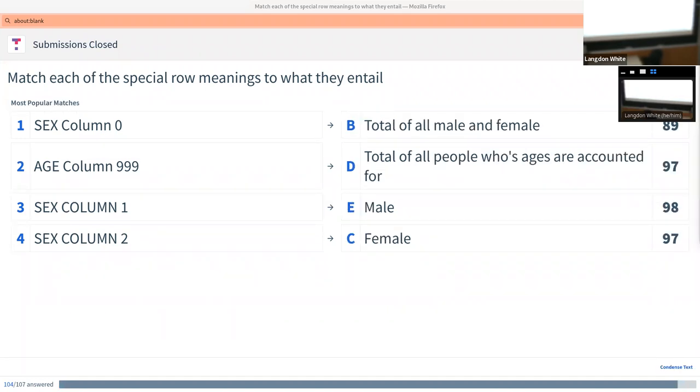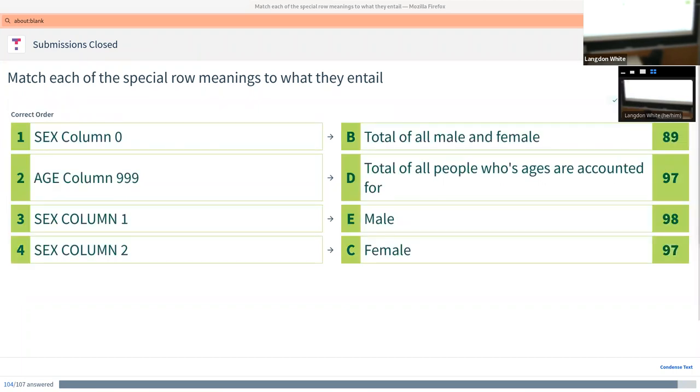So these are the correct answers, I think. No, these are the responses. These are the correct answers. So one maps to B, two maps to D, three maps to E, and four maps to C. Does it tell you if you got it right? No, that's annoying. All right, well, this is the right answer. Hopefully you remember what you put in.